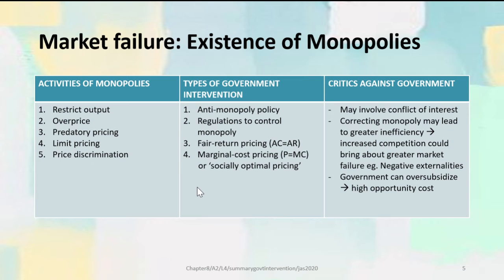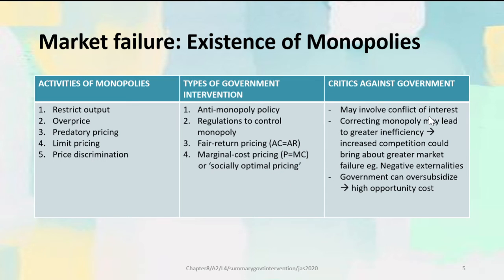And we have marginal cost pricing, where this is allocated to efficient level, where the monopoly again is forced to reduce the price much lower and increase the output, in such a way that the price equals marginal cost. And this is also known as socially optimal pricing.